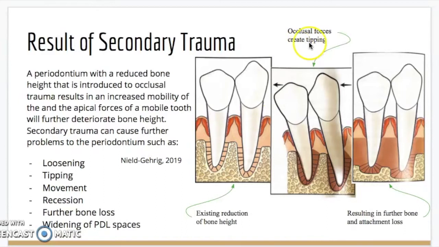And the occlusal forces that are applied to this second picture are going to create tipping. And you can see the apex of the tooth is starting to kind of dig into the side of the alveolar bone. And in the third picture, you can see that that has resulted in further bone and attachment loss.